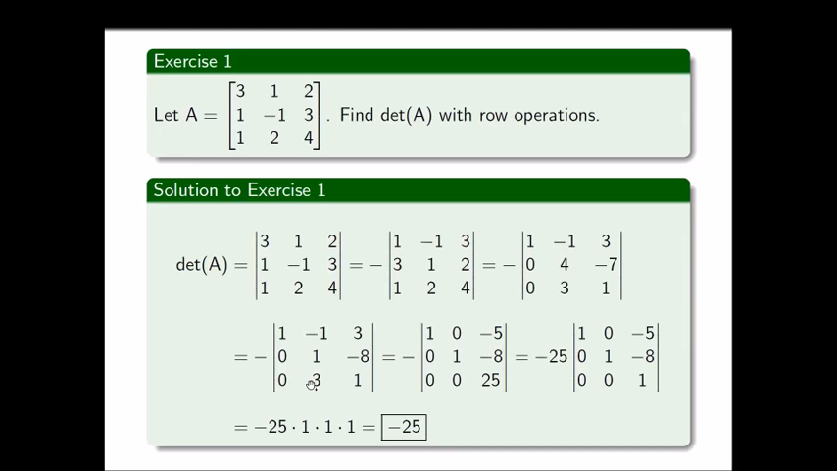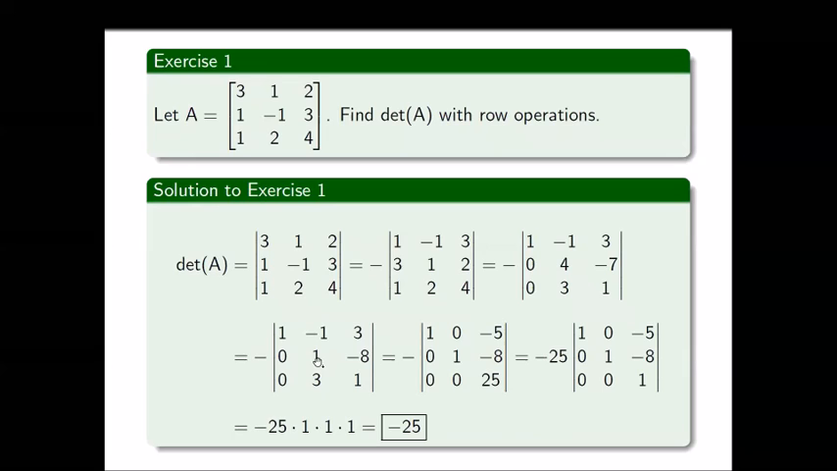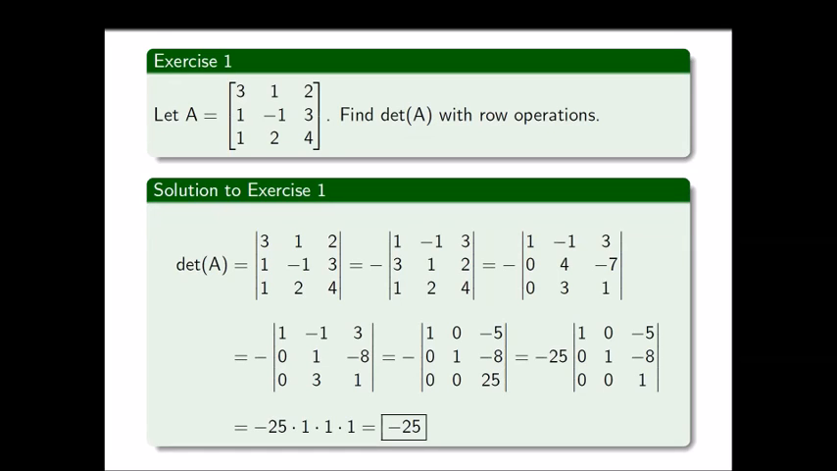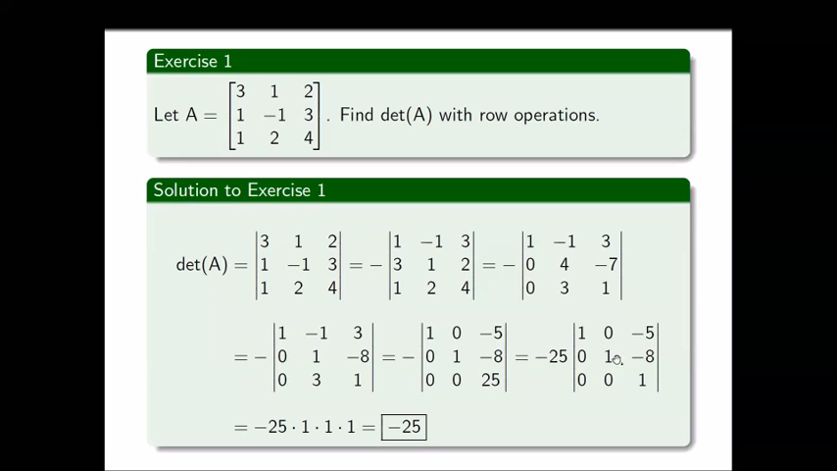And then we add row 3 times minus 1 to row 2, and again this is addition of a multiple of a row to another row, so this does not change the determinant. And then we add a multiple of row 2 to row 3 to eliminate the entry below this 1. And again, the determinant is still the same. And in the last step, we factor out a 25 from the last row. And therefore, we have a matrix in row echelon form.